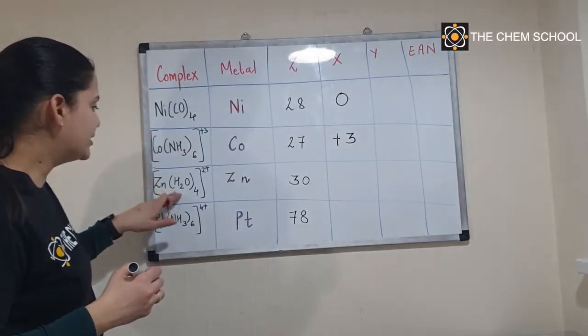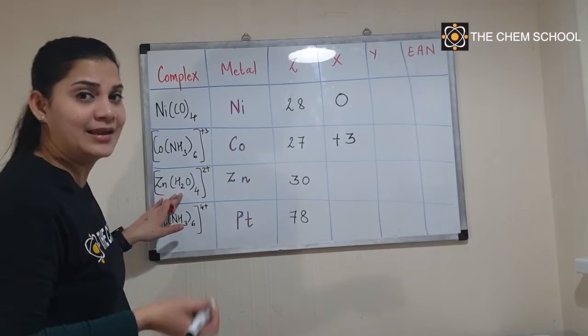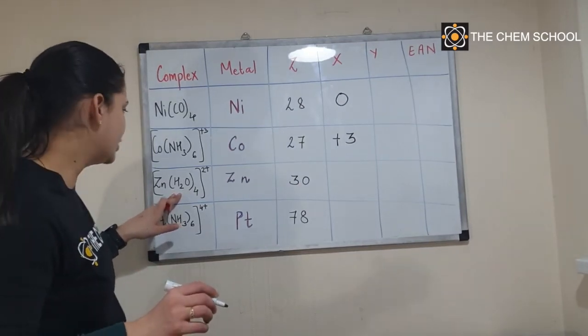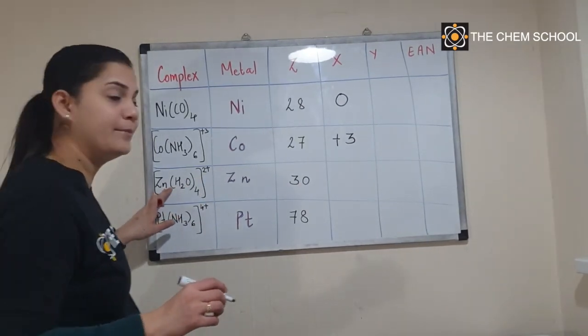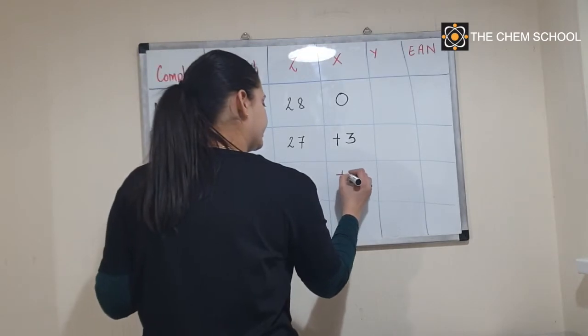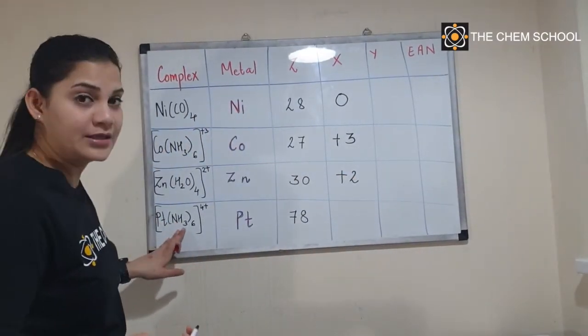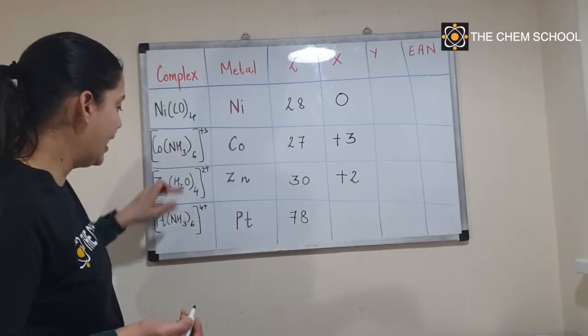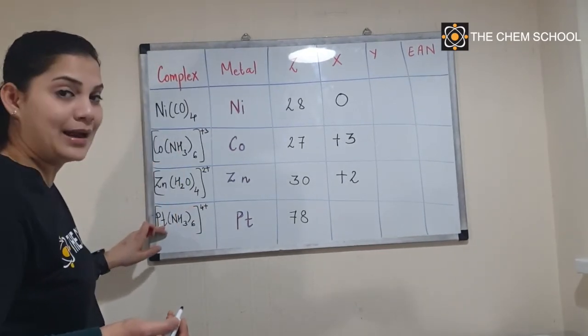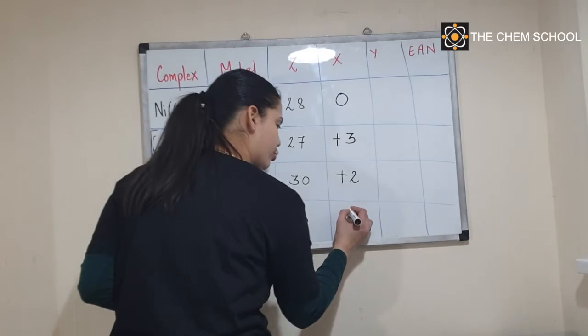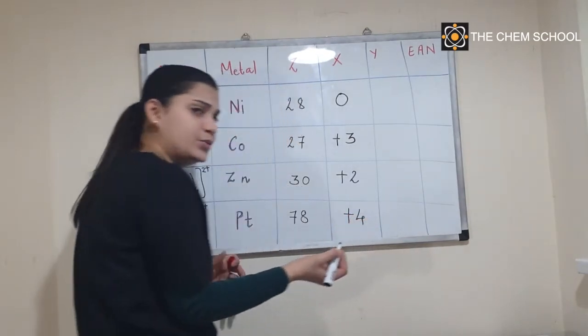Okay. The next one is water. Water is again a neutral ligand, so it will have no charge. So the charge on zinc is going to be plus 2. The last one, we know that ammonia is a neutral ligand from here. So now we can straight away say that the platinum has a charge of plus 4. So see how easy it was, isn't it?